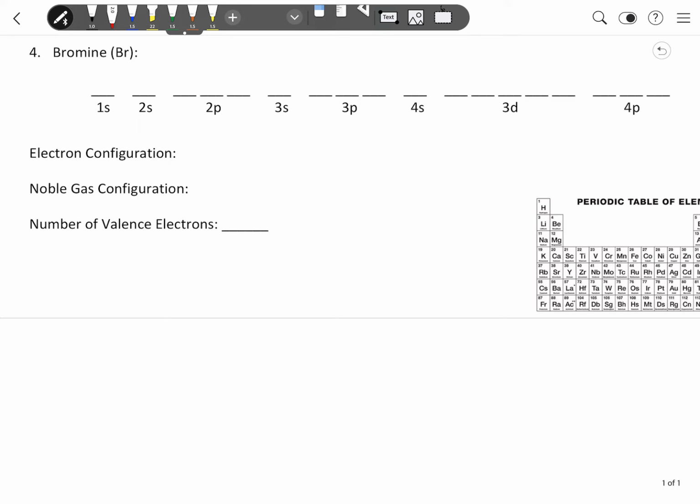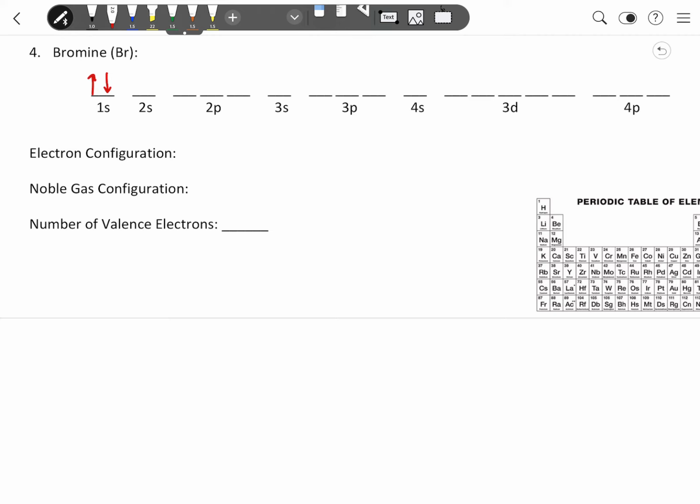Alright, where's bromine? 35. 35, right? It's this blue one right here. Okay, so I'm gonna have 35 arrows. That's too much work. That's a lot of arrows. Alright, so 1s. How many am I gonna have in there? 2. Yeah, one going up, one going down.